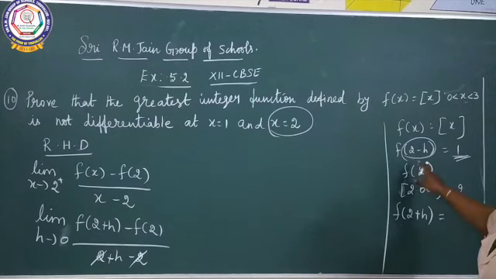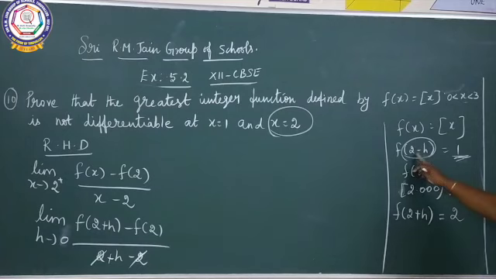If it is 3 minus h, the value is 2. 3 plus h, the value is 3. If it is 4 minus h, the value is 3. If it is 4 plus h, the value is 4. Have you clear? 2 minus h, you reduce one, the value is 1. 2 plus h, the value is 2. 3 minus h, you reduce 1, the value is 2. 3 plus h, the value is 3.